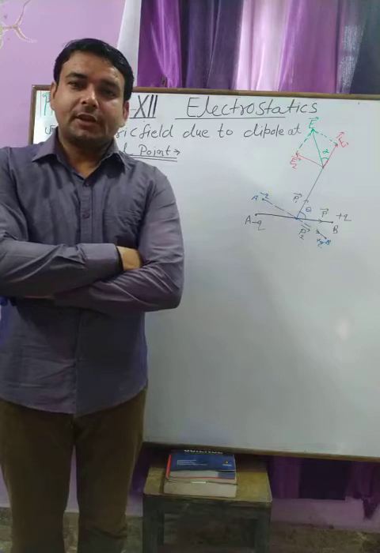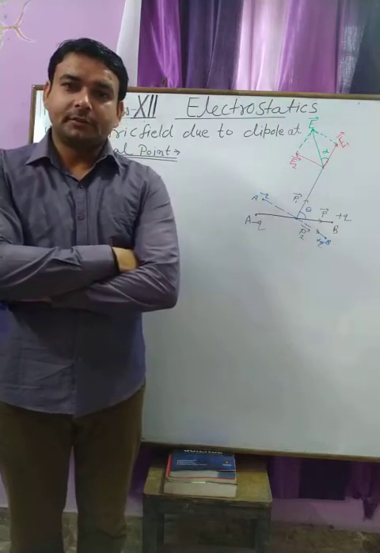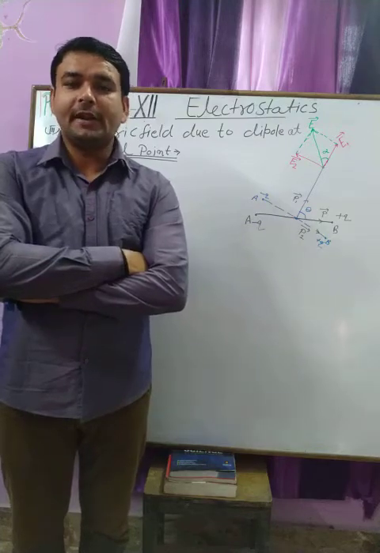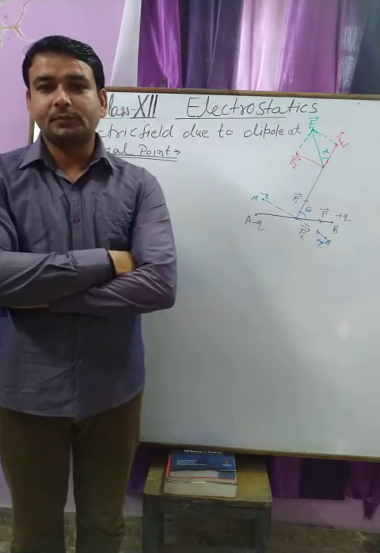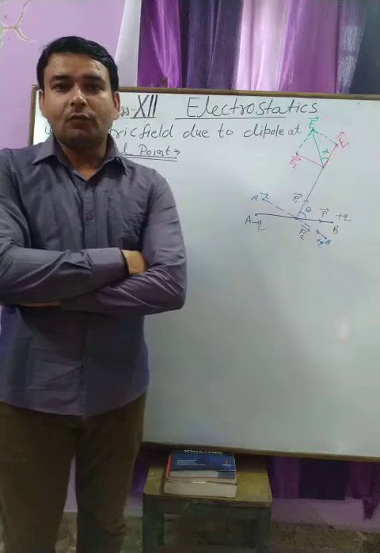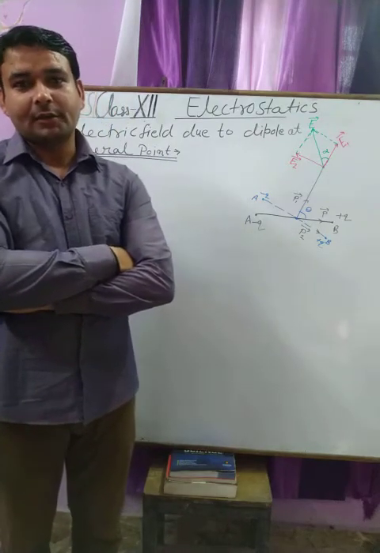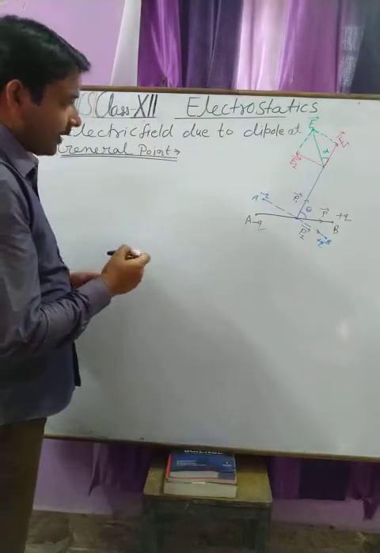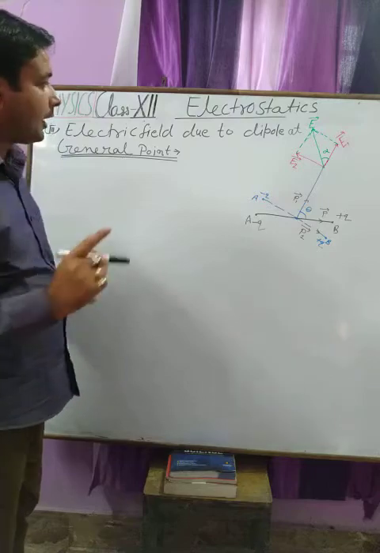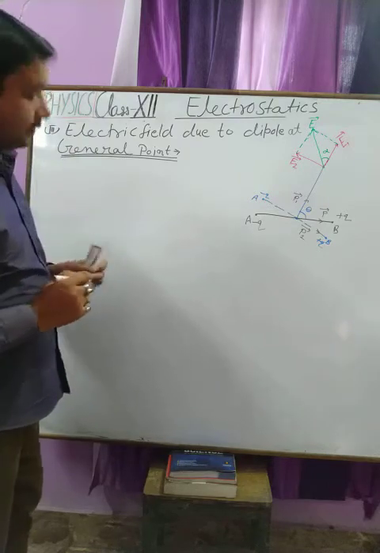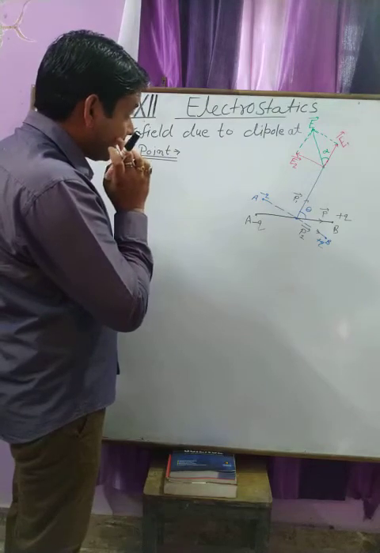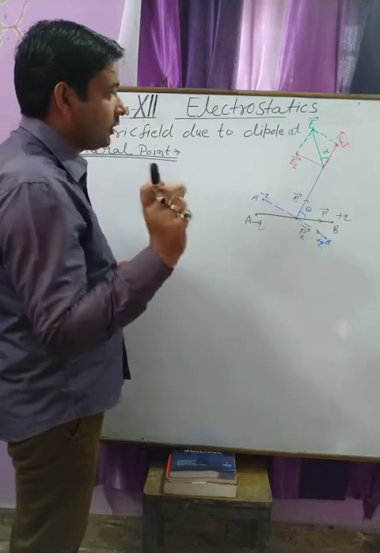In the last lecture, we calculated the electric field for a dipole at an axial line and at an equatorial point, or equatorial line. Now we are determining the electric field due to a dipole at a general point. For this, I am making a diagram to understand how we calculate the value of the electric field due to a dipole at a general point.